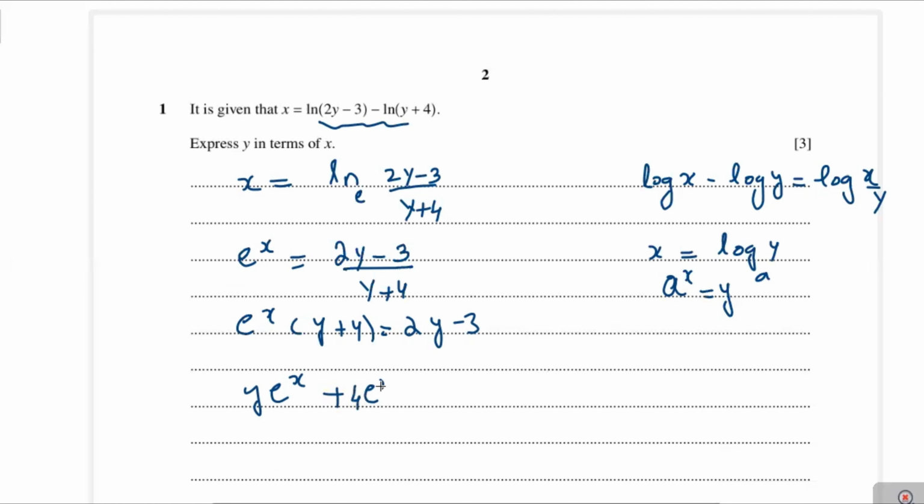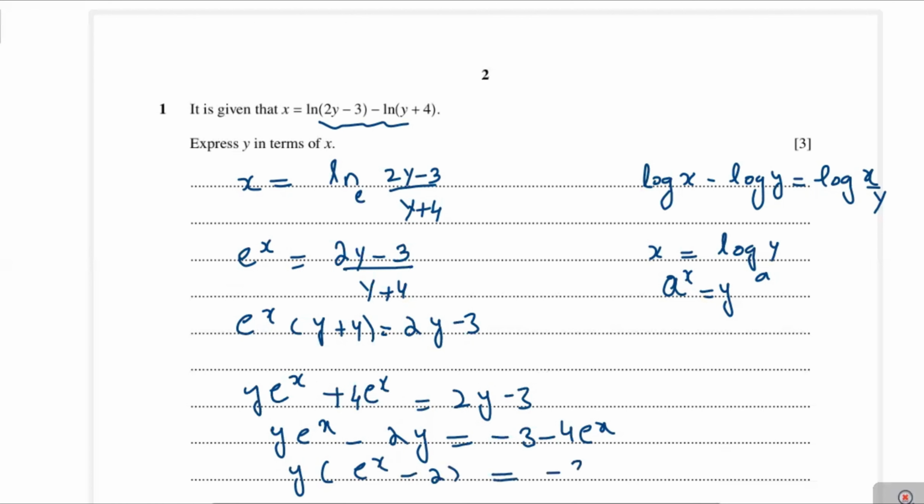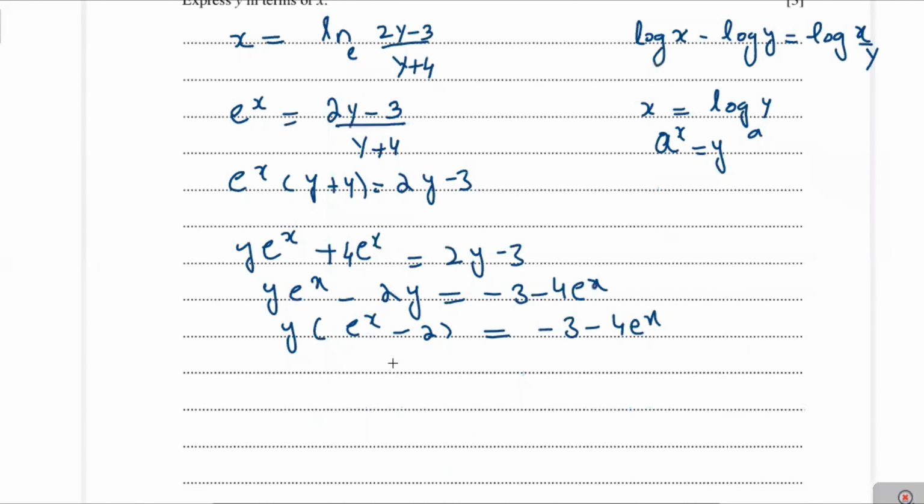plus 4 into e power x equal to 2y minus 3. Then y into e power x minus 2y, and 4 e power x we shift from the left to the right side. We get minus 3 minus 4 e power x, and y is taken as common, so we get y times (e power x minus 2) equal to minus 3 minus 4 e power x. We can write it as y equal to minus (4 e power x plus 3) over (e power x minus 2). And this is the answer.